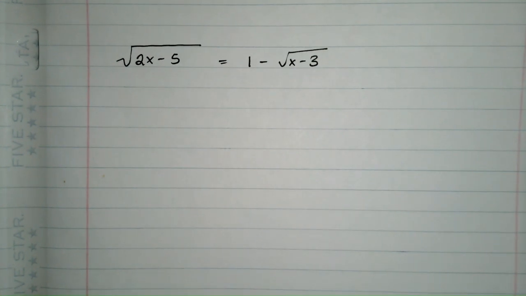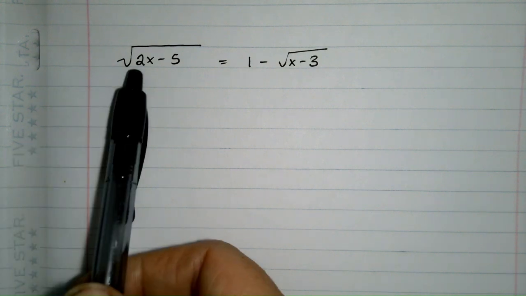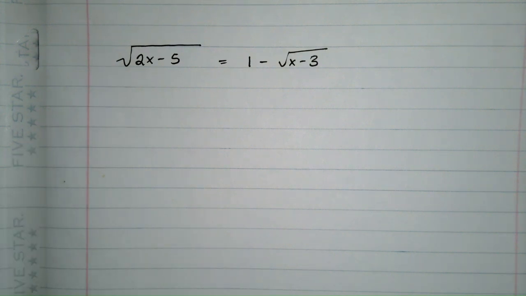Again, we have two square root signs. In this case is the most complicated one by itself. Well, they're both binomials. This does have a number under it, so probably the most complicated one is by itself. So we're going to go ahead and square both sides.